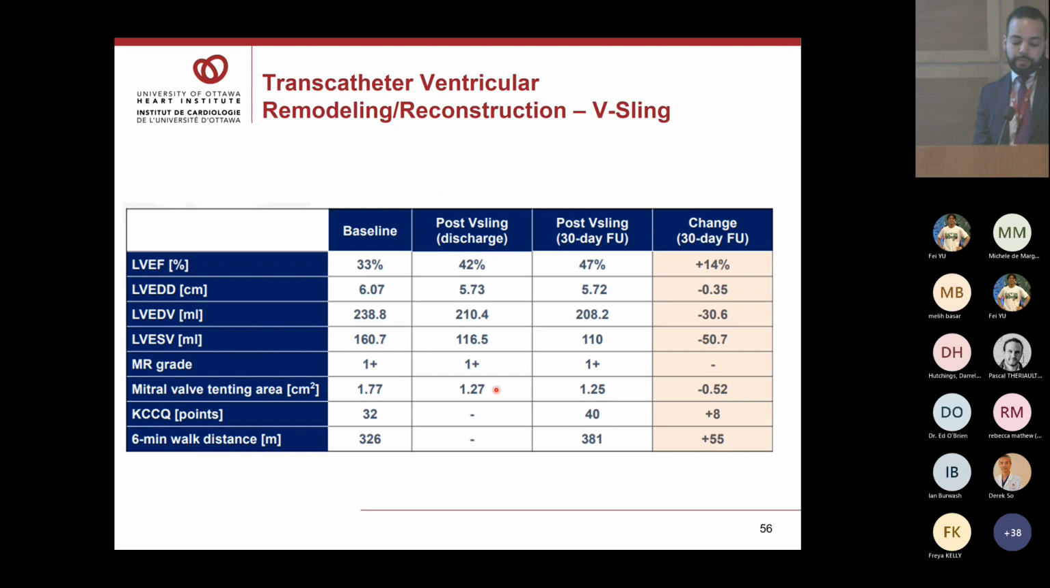They presented one case at THC this year where a patient did remarkably well, with an improvement in their ejection fraction by 14% and an improvement in their KCCQ score by 40 points. So interesting, but still far away from wide clinical practice, but interesting to me anyways.